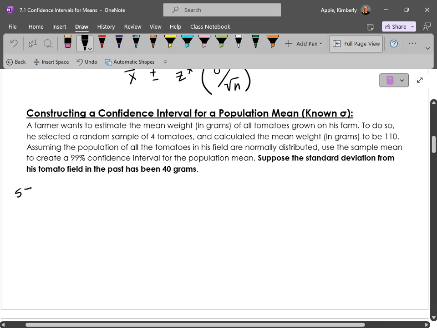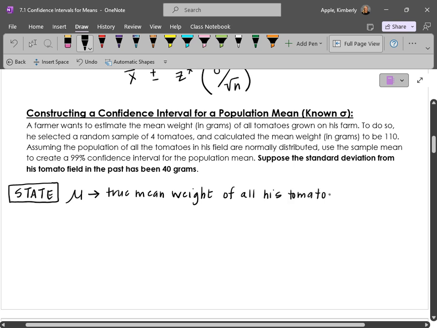And so we're going to state first. In the state step, I like to do a little more when I'm working with means. I just make sure that I've got all of my stuff really clearly ready to go. So first thing we're going to do is define the population parameter, which in this case is no longer P, it is mu, the true mean weight of all his tomatoes. There are some things I'm going to need in order to calculate this confidence interval. We're going to make sure that we mention that this is a 99% confidence interval.